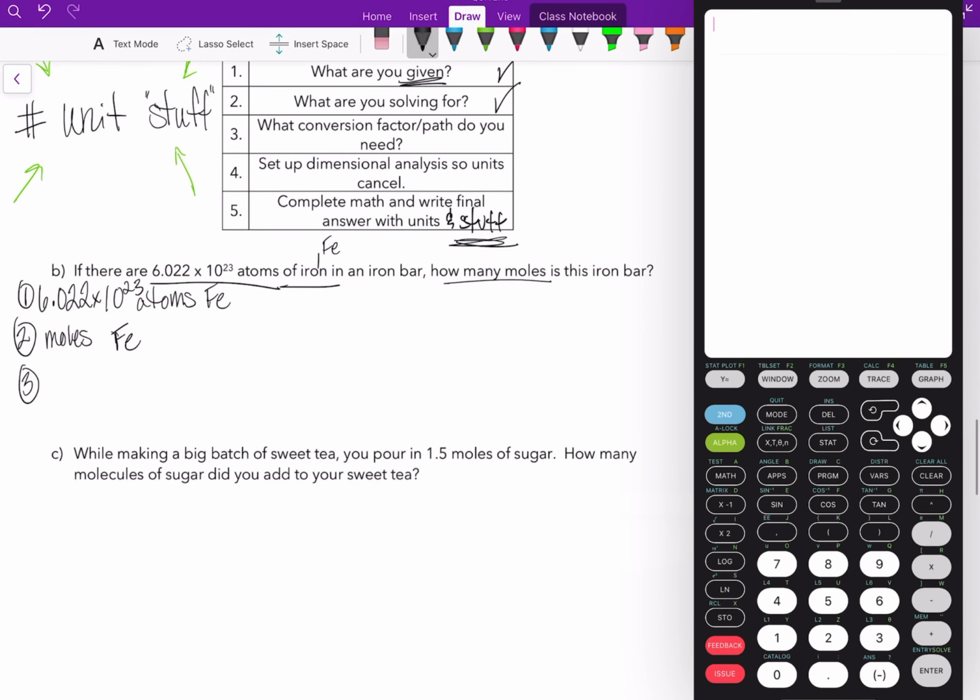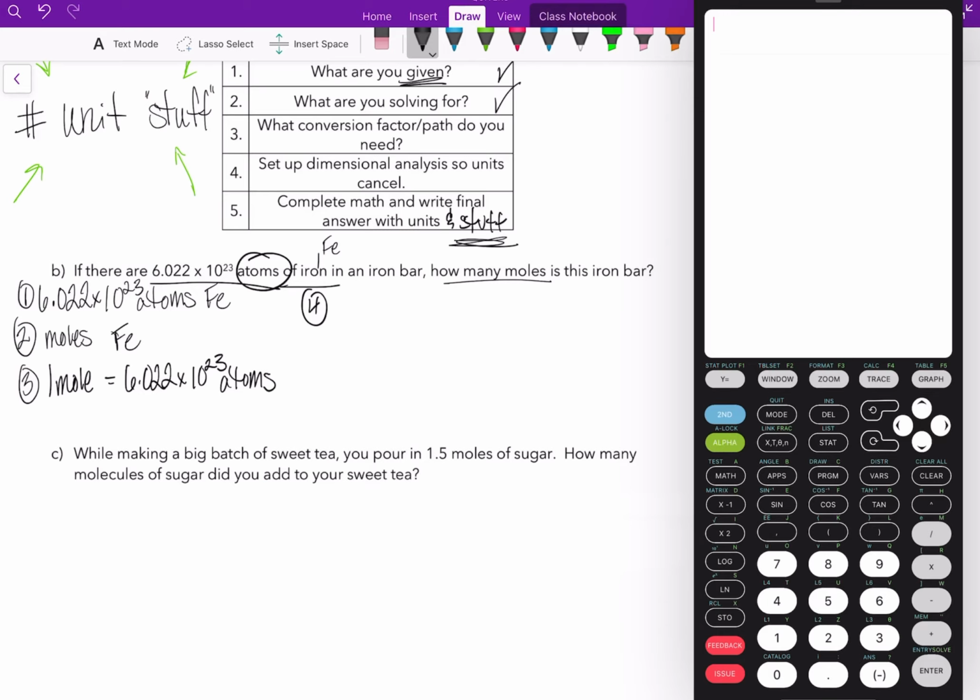So our conversion factor for number 3 is 1 mole equals 6.022 times 10 to the 23rd atoms, because our problem is asking about atoms, and that is a type of particle. Number 4, this is the crazy step where we set up dimensional analysis. So follow along very, very closely.